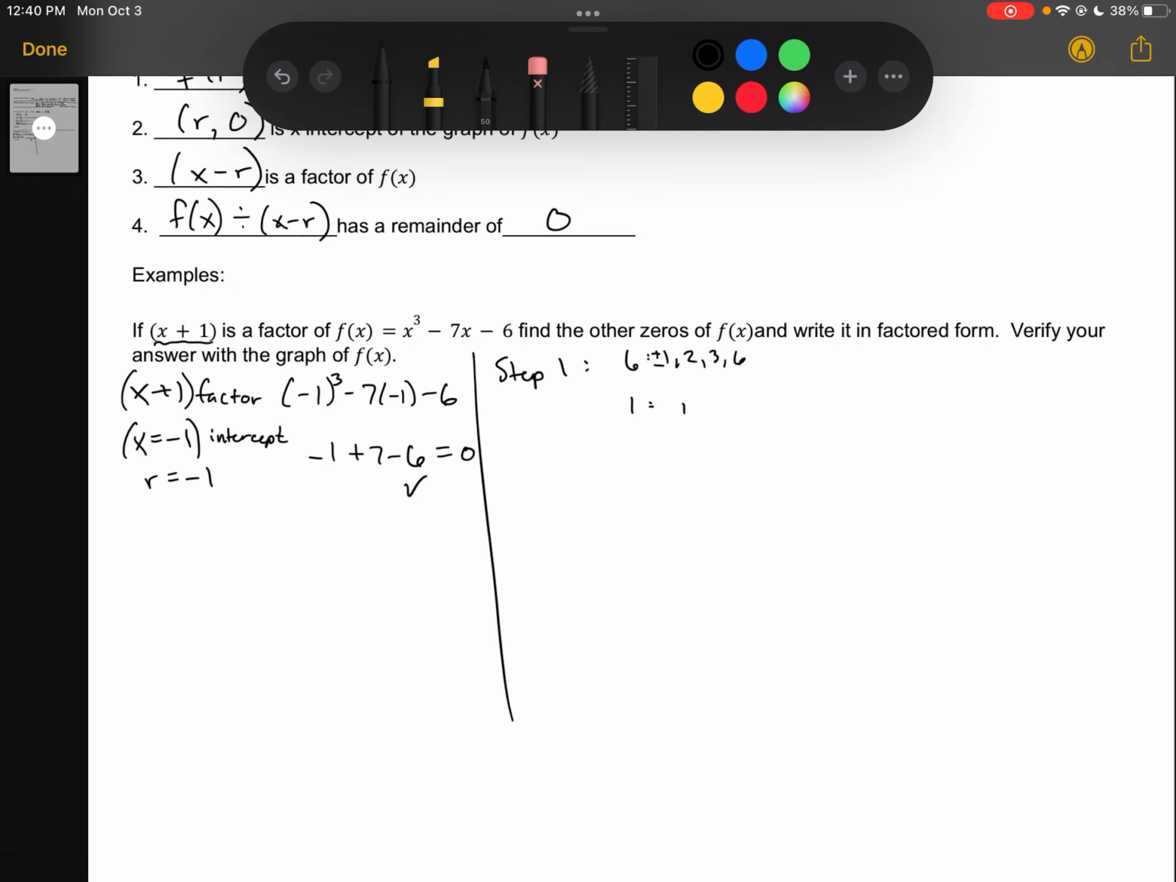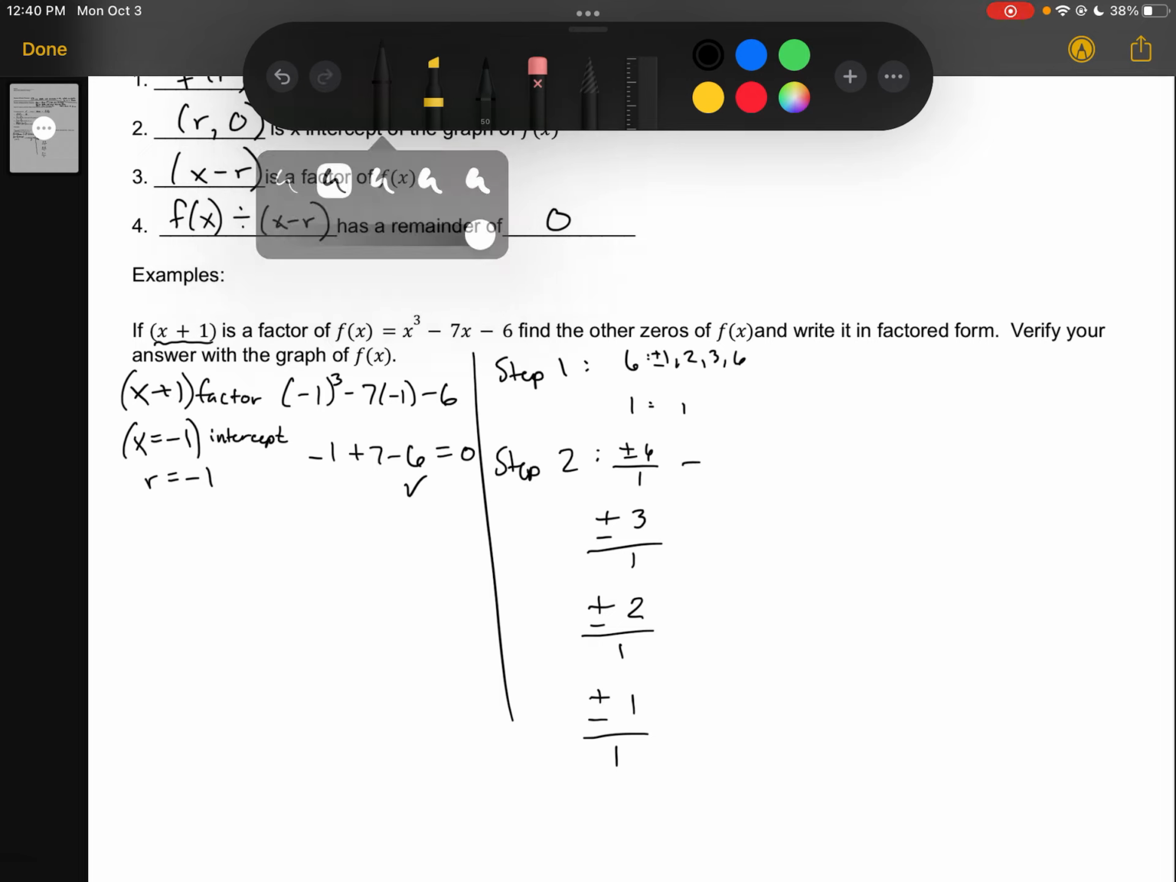Remember, it's all plus or minus. Step 2, we'll take our last term and divide it by our first term. So we will take plus or minus 6 divided by 1, plus or minus 3 divided by 1, plus or minus 2 divided by 1, and plus or minus 1 divided by 1. So we're all dividing by 1 because the only thing that we can divide by here is just that one term right there.